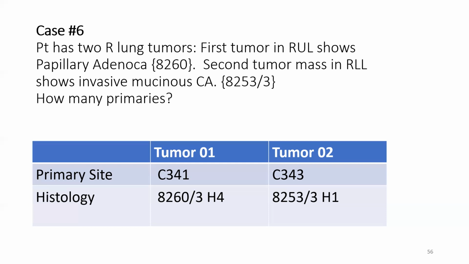Same thing with tumor 2, except our rule is coming from H1 because that's our mucinous, pure mucinous carcinoma, 8253/3.